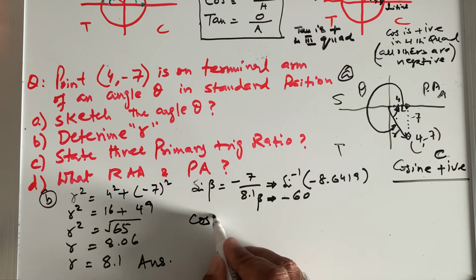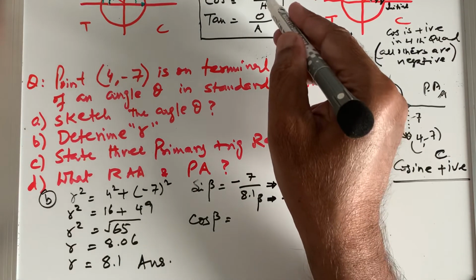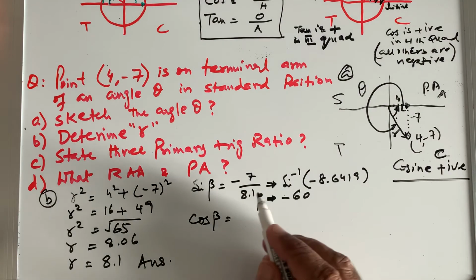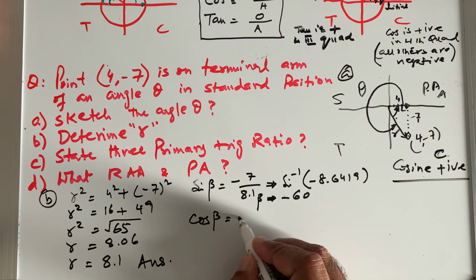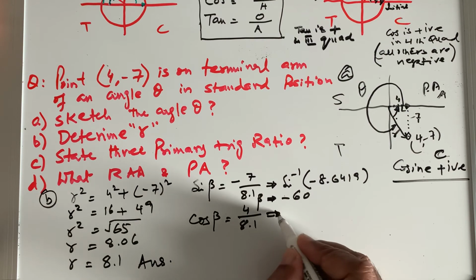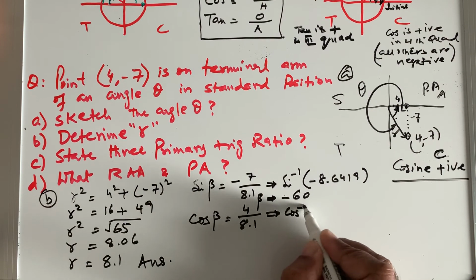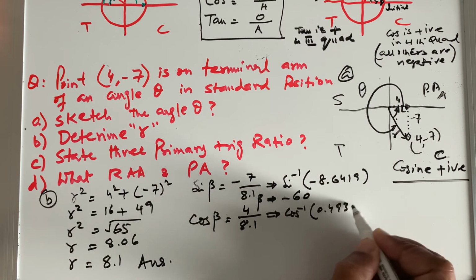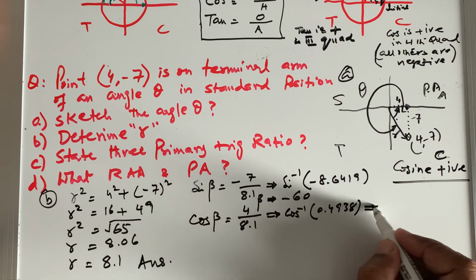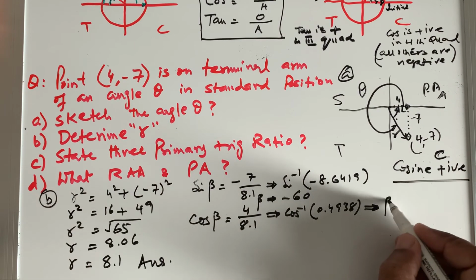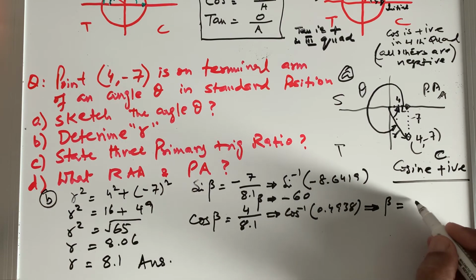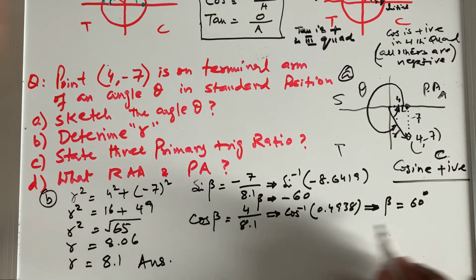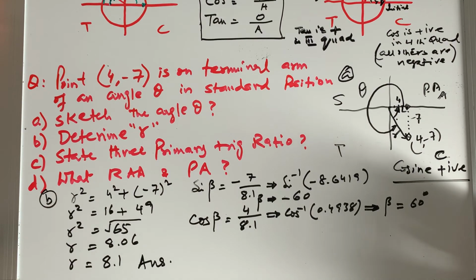Now I check my cos. Cos beta is equal to adjacent over hypotenuse. My adjacent is 4, divided by 8.1. So beta is equal to cos inverse of 4 over 8.1. 4 over 8.1 is like 0.4938. If I take the cos inverse of this, I can get my beta, and beta is equal to 60 degrees. So I have got my value positive, which is 60 degrees.